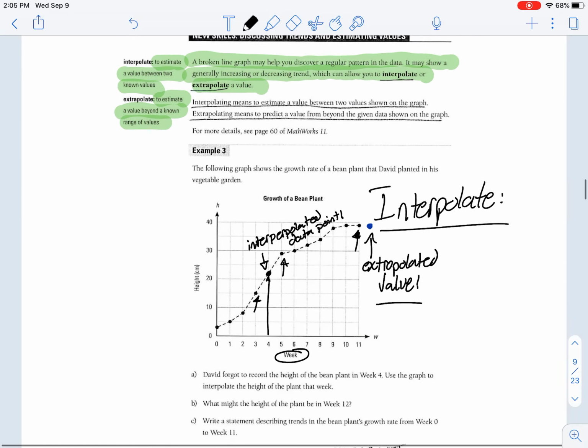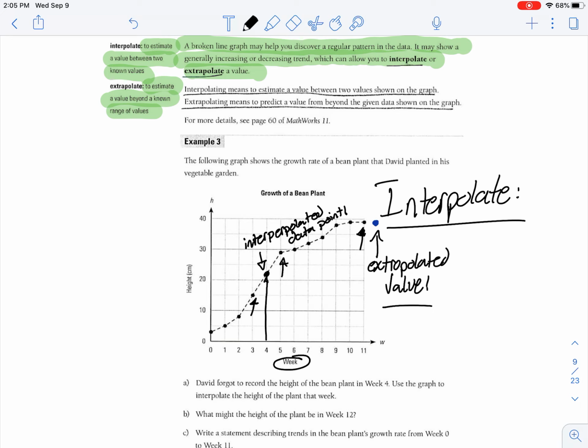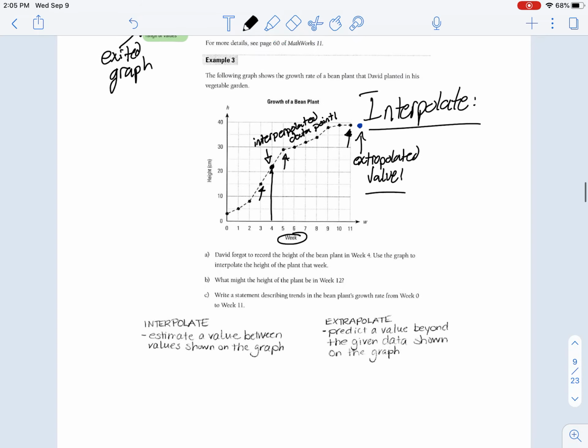Okay, because it's beyond. So interpolated, you can think of as in the graph. We can guess where a point is in the graph. Extrapolated means it's exited the graph, so we can estimate where it is beyond the graph. Okay.